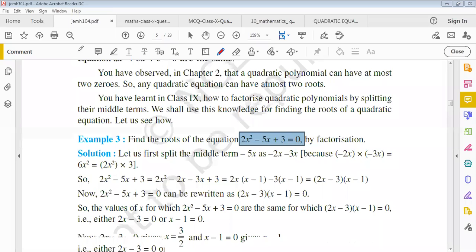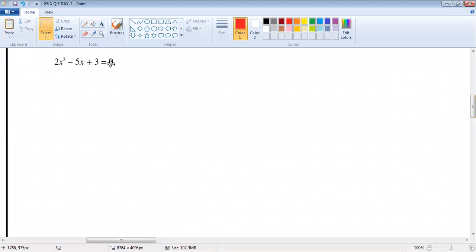See, we are going to find the roots of this equation. They might ask you to solve. Solve in the sense we are supposed to find the value of x. Then 2x square minus 5x plus 3. Please remember, the powers should always be in descending order. Powers can be in increasing or descending order, but don't write it as a zigzag. If you take it as a zigzag, then the answer cannot come.